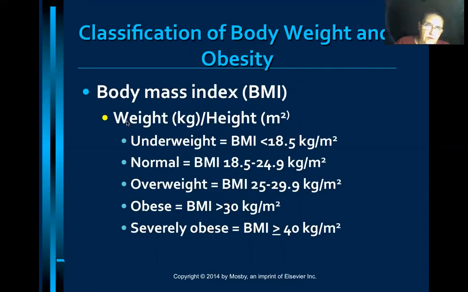So in general, body mass index is weight over height. Underweight is a BMI of less than 18.5. Normal BMI is 18.5 to 24.9. Overweight is 25 to 29.9. Obese is considered greater than 30. And then severely obese is greater than 40.